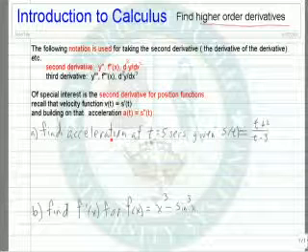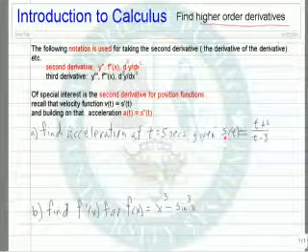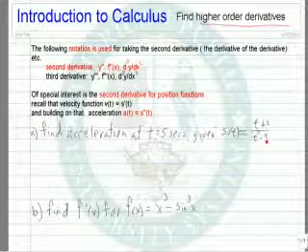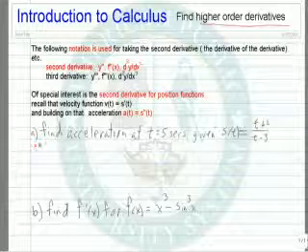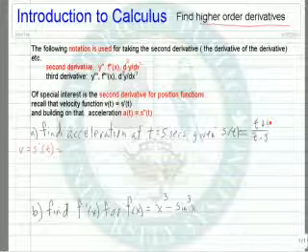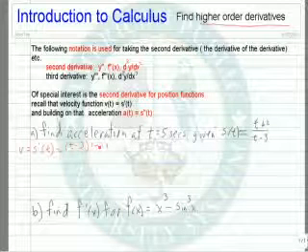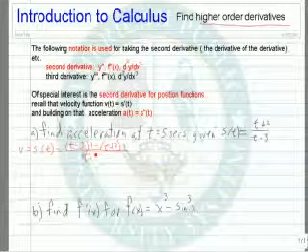Let's find the acceleration at t equals 5 seconds given the position function s of t equals t plus 2 divided by t minus 3. So to find the first derivative, which is the same as the velocity function, we take the derivative of this. We'll use the quotient rule: the bottom times the derivative of the top minus the top function times the derivative of the bottom, all over the bottom function squared.